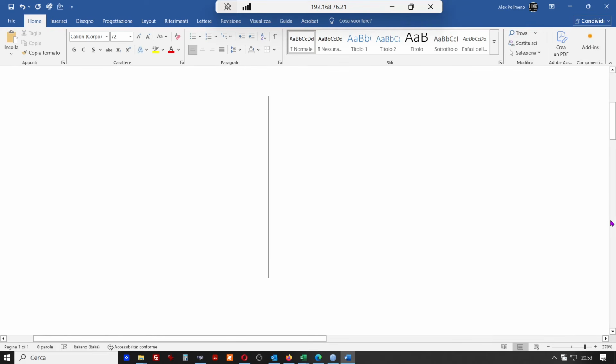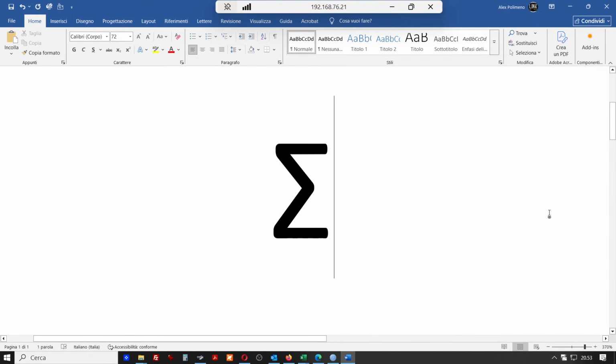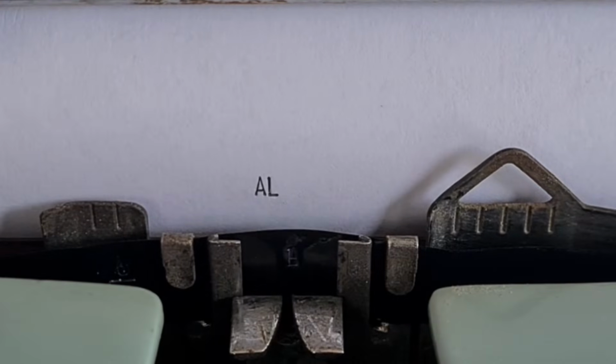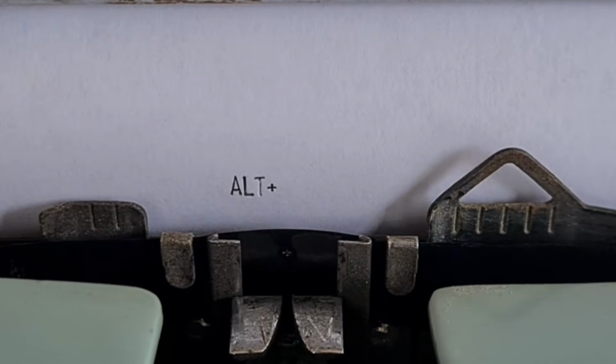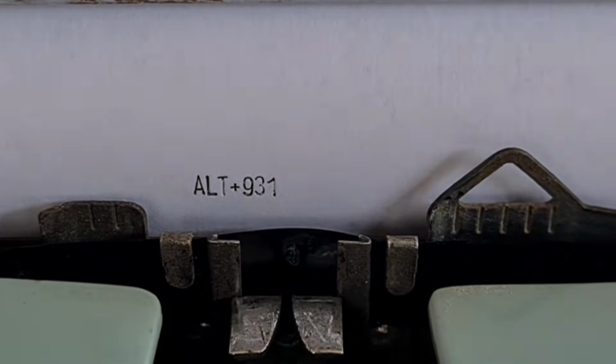Sadly, in the keyboard there isn't the sigma uppercase, that is a much cooler symbol. If you like it, you can type Alt plus 931 on the keyboard and enjoy this symbol. But don't try to do it with the typewriter. Do you see? In a typewriter it doesn't work.